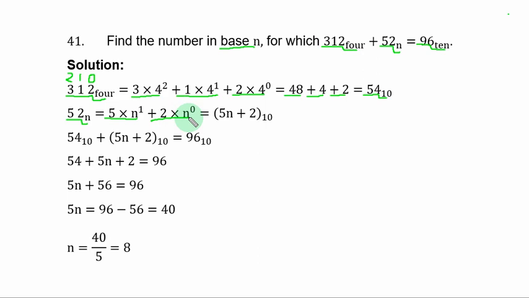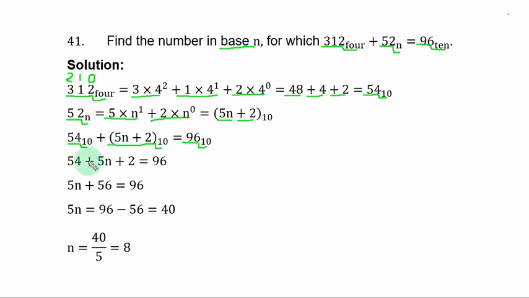N power 1 is n, so n times 5, you have 5n. N power 0 is 1. 1 times 2, you have plus 2, all in base 10. So you write everything and equate it to the right hand side. So this is the value for 3, 1, 2 base 4, now in base 10, plus the value for 5, 2 base n, now in base 10.